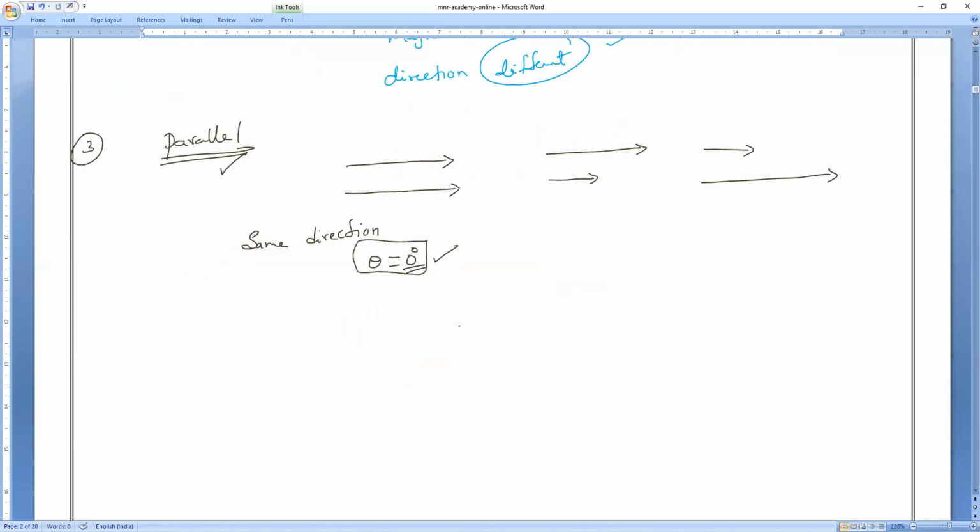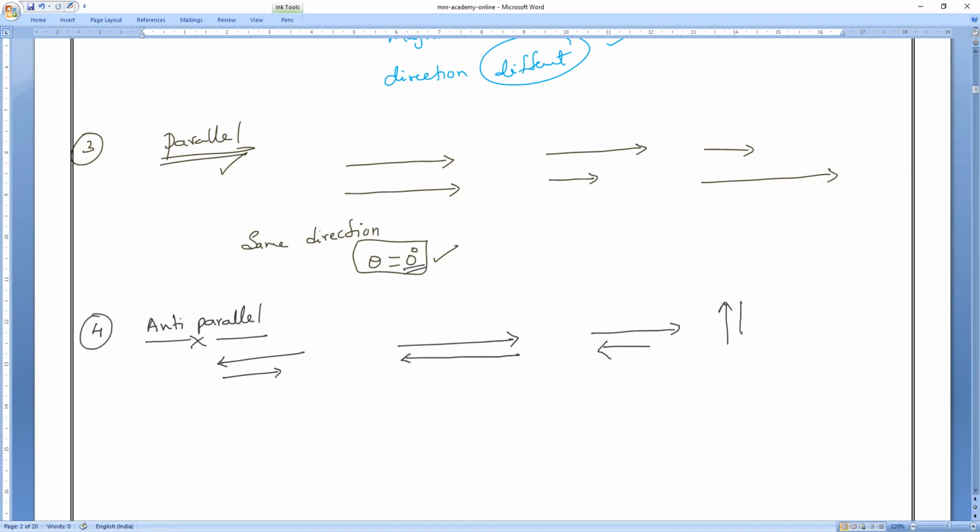Next, anti-parallel vectors. You all know anti-parallel. So what does anti-parallel mean? Are both in the same direction or different directions? Both are in different directions, irrespective of their magnitudes. The magnitudes do not matter. The magnitude may be the same or different, it doesn't matter. If any two vectors have opposite directions, everybody clear? Then we say they are anti-parallel.